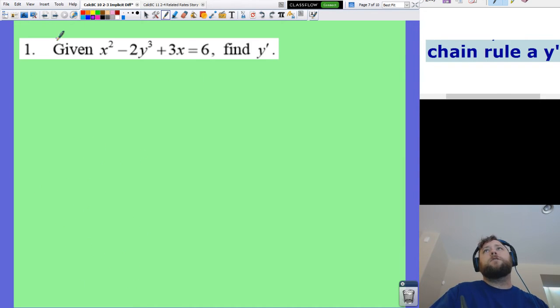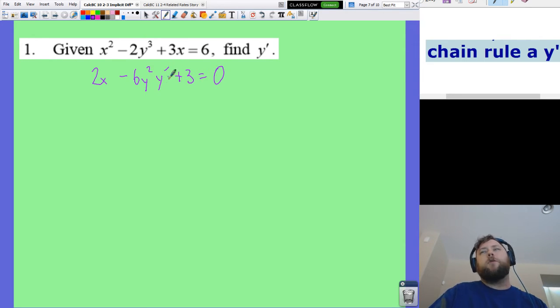All right, let's do something a little bit more complicated. This has a little more mixed up. I want to find y prime, so differentiate each of these. That's just going to be 2x. And differentiating that gives negative 6y squared times y prime, plus 3 equals 0.